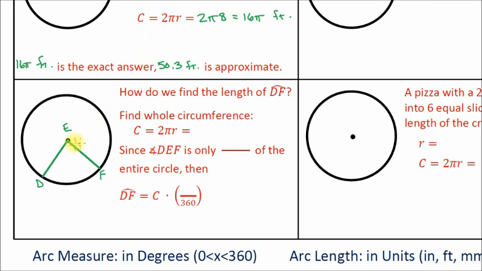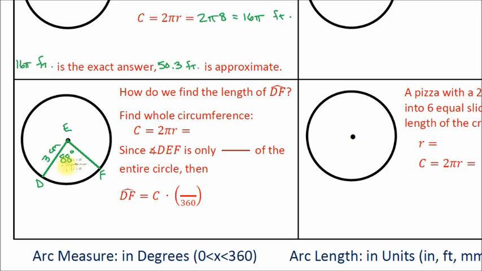And let's say that we're told that angle DEF is 88 degrees. So that's a central angle because it's made at the center of the circle. And let's also say that we're told that the radius of this circle is 3 centimeters. So we're told all those things in this problem. Okay, question is, how do we find the length of arc DF, the length?